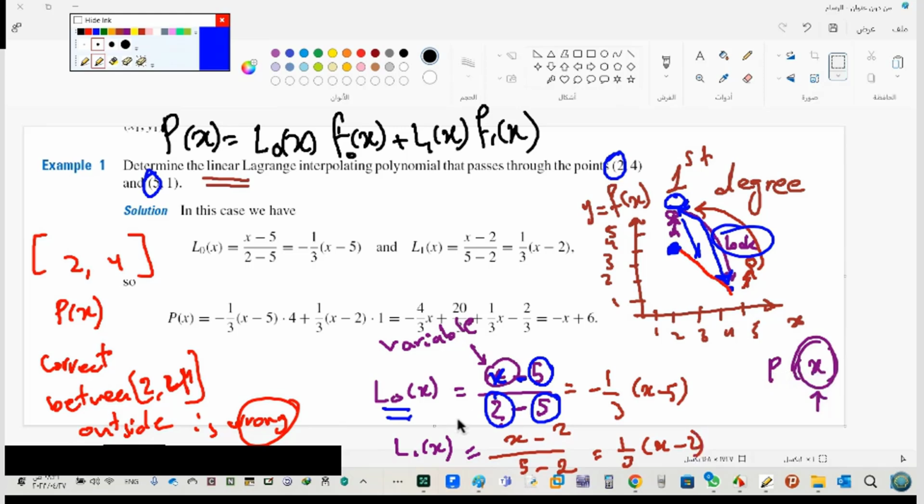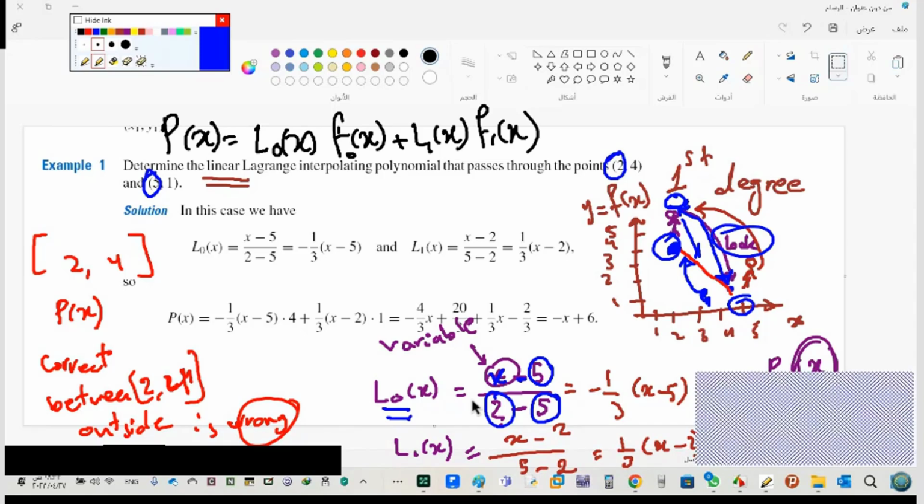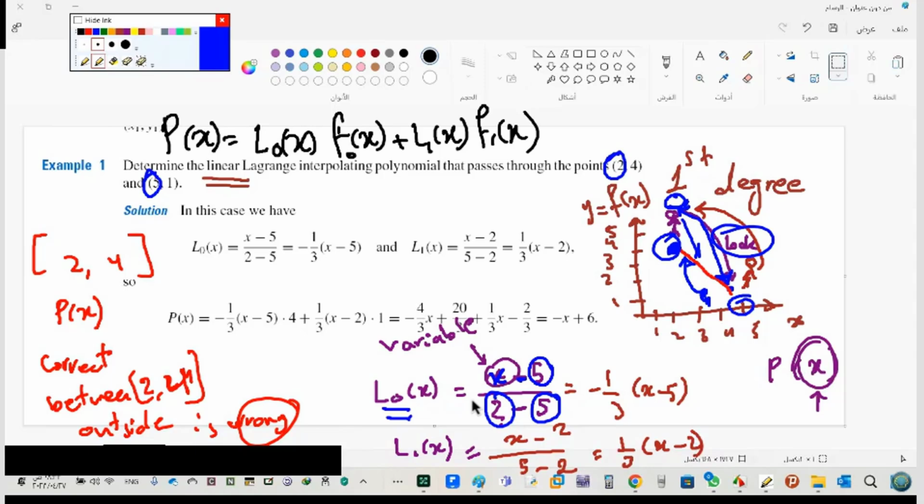Another one, same thing for here. X for the other point, 2. I am here, jump here, looking for this. So it is x minus the other point 2 over my point, which is 5 minus 2. Clear? Is it clear or repeat? Yusuf, is it clear for you? Everyone is clear?